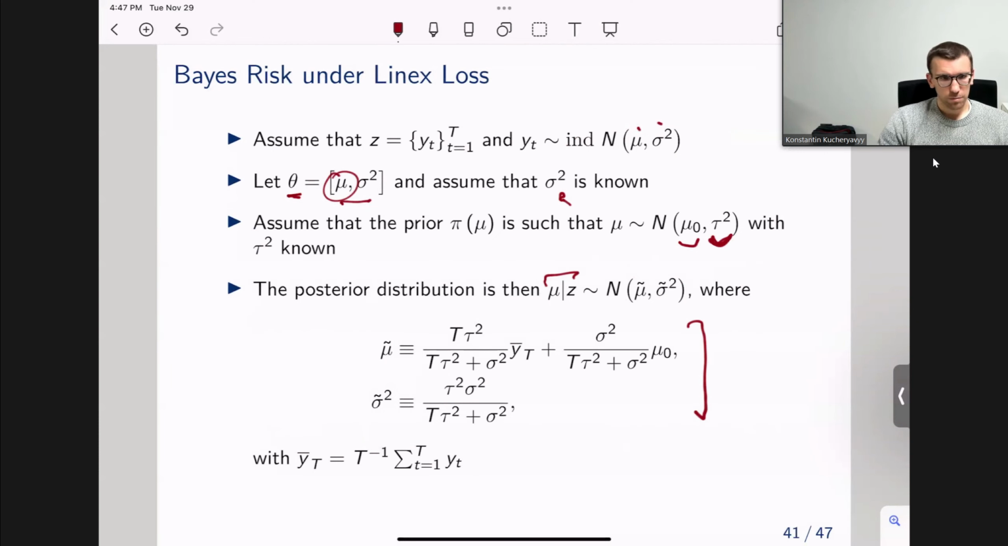And just to make sure that this is correct, suppose that the sample size is huge, so t goes to infinity. If t goes to infinity, then this would go to 1. Well, this would go to 0. And this would go to 0. So if the sample is infinite, then the parameters of our prior do not matter. Even the fact that we assume normal distribution doesn't matter.